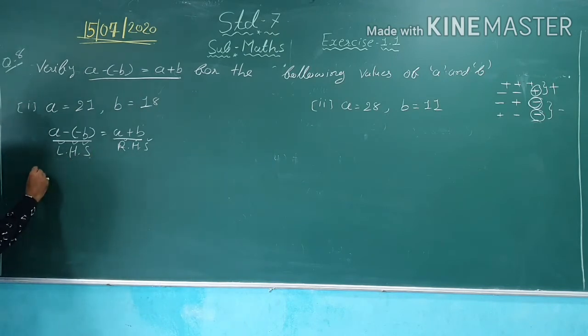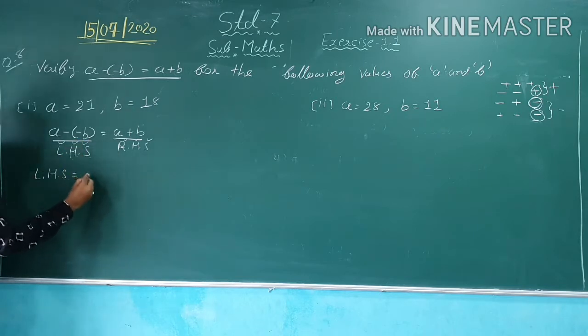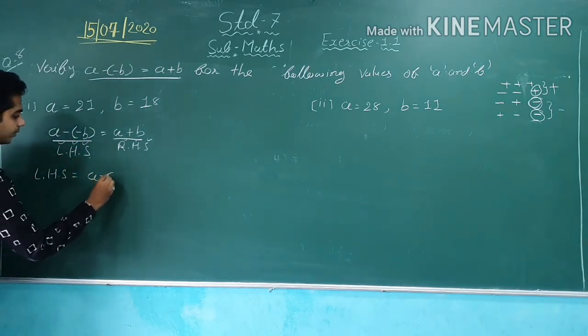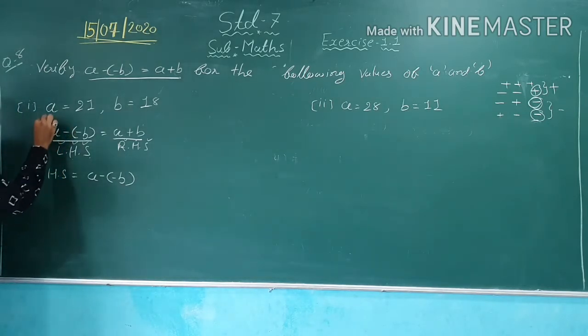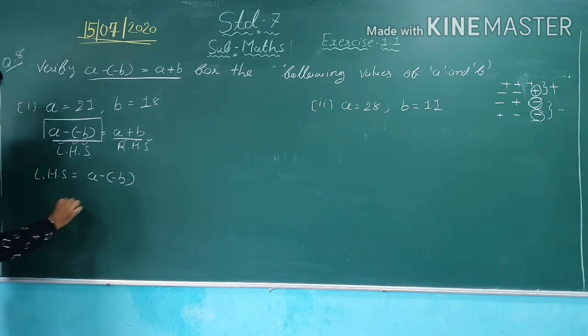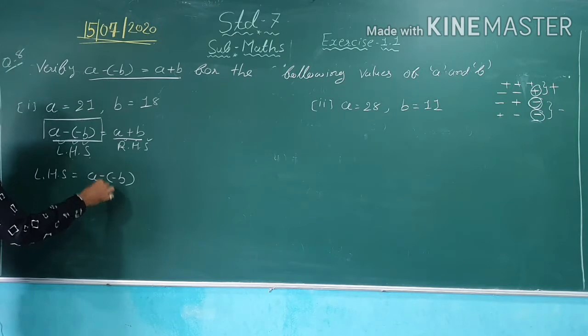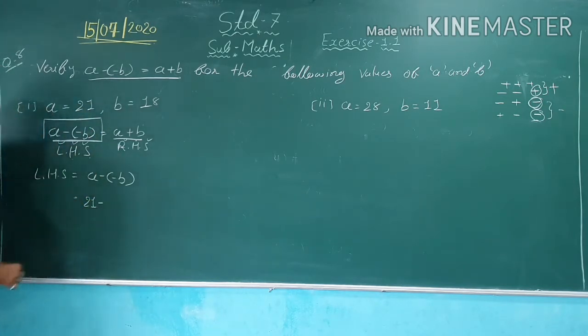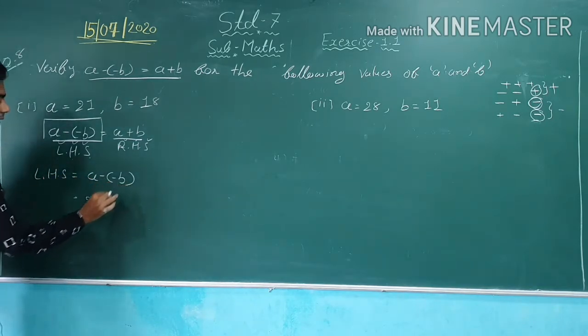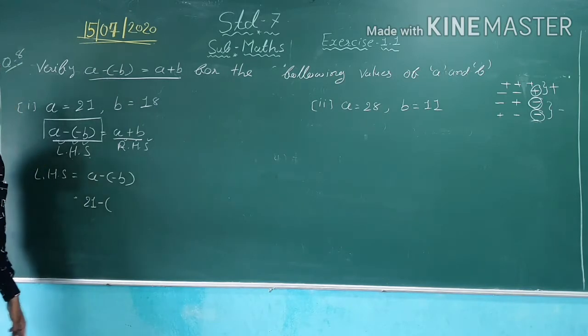First of all I'll take the left hand side, LHS. What is the left hand side? We have a minus in the bracket minus b. We only have to take the left hand side portion. That's it, इतना ही हमको लेना है. Then we have to put all these values here. a की वैल्यू यहाँ पे क्या है? 21. माइनस जो भी जैसा है सेम एज रखना है, बस a की जगह उसकी वैल्यू रखो, b की जगह वैल्यू रखो, और कुछ भी चेंज नहीं करना है.